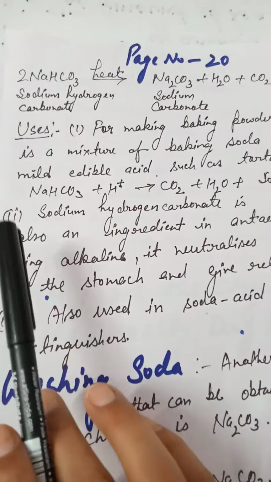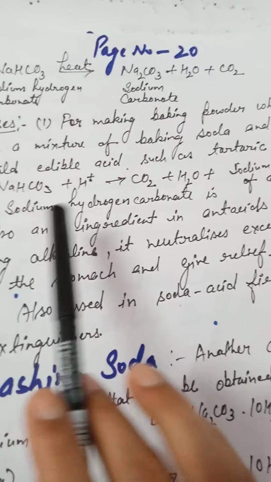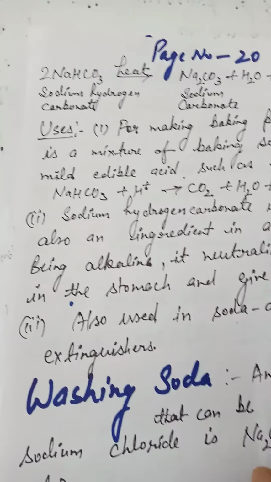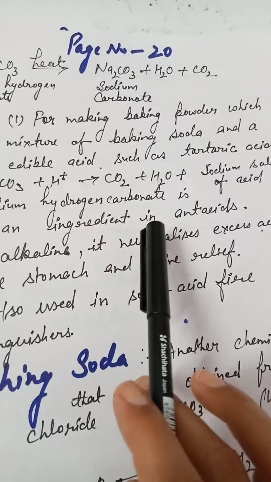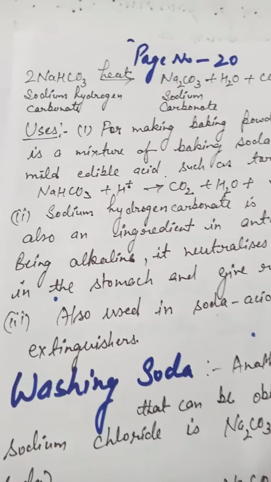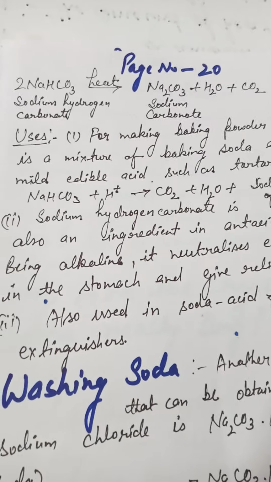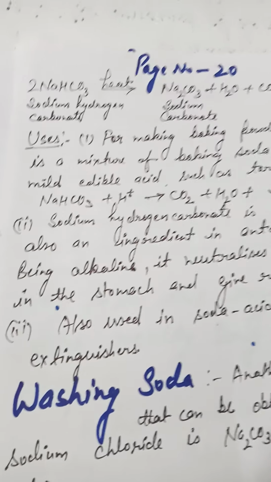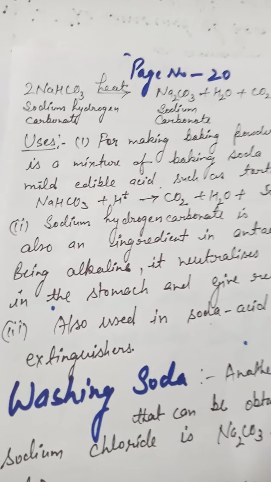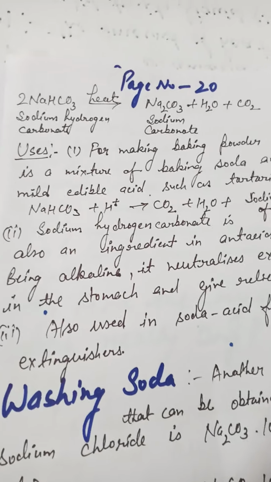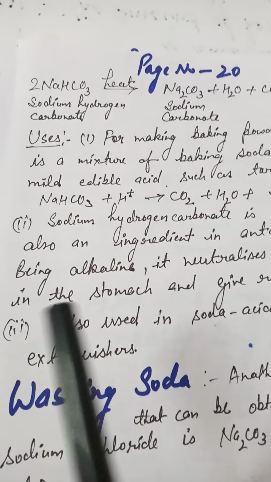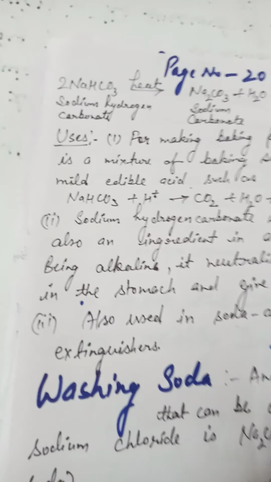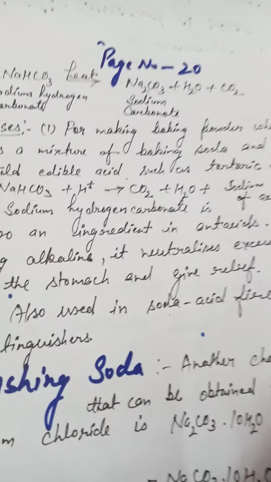And the second use is that sodium hydrogen carbonate is also an ingredient in antacids. Antacids we have already discussed. Antacids are mild bases which are used to control the excess of acidic character, or to neutralize the excess of acid. Being alkaline in nature, it neutralizes excess acid in the stomach and gives relief.